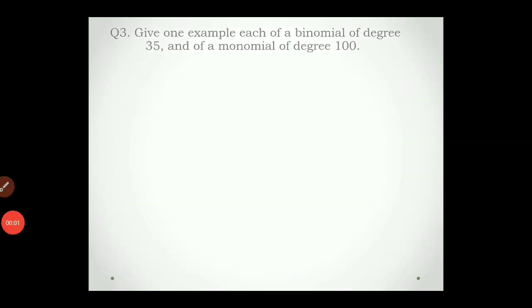Next is, give one example each of a binomial of degree 35 and a monomial of degree 100. Binomial means an algebraic expression or polynomial which includes two terms. So, a binomial of degree 35 can be written as 3x to the power 35 minus 4. You can also write x to the power 35 minus 4, or x to the power 35 minus 3. It can be written as you want. This is one of its solutions.